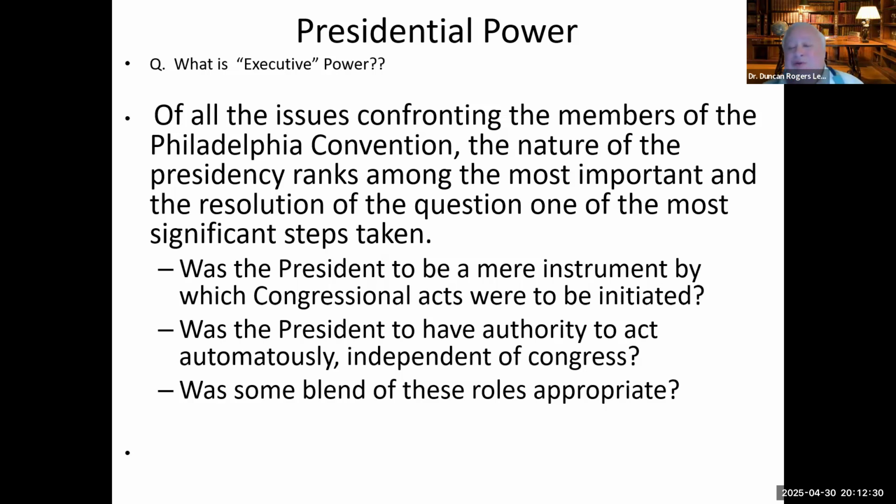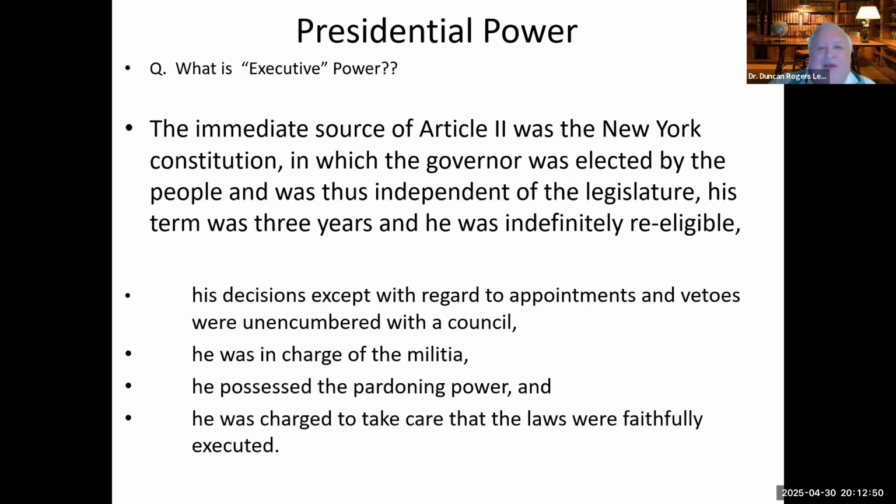What would be the logical thing to do? Come on, you're engineers. Do you start by reinventing the wheel every day? You write some rules? Well, you ask what's already been done. What's been done in the past? Right? Make sense? Okay. So the immediate source of Article 2, which governs the presidency, was the New York Constitution. They said, let's take a look at that.